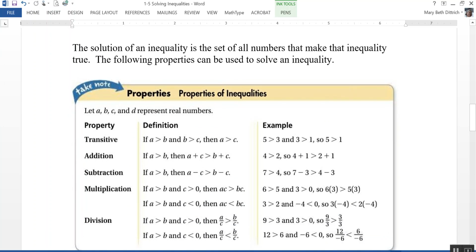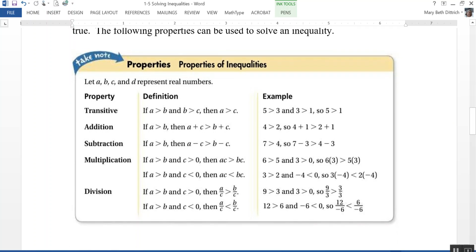The solution of an inequality is the set of all numbers that make that inequality true. It's not going to be just one number, it's going to be a whole set of numbers. And the following properties can be used to solve an inequality. Actually pretty similar to the ones that we saw for solving equations. So we have the transitive property. If A is greater than B and B is greater than C, then A is greater than C. The addition property says that I can add the same number to both sides of the inequality and it remains true. Subtraction says I can subtract the same number from both sides of an inequality and it remains true.